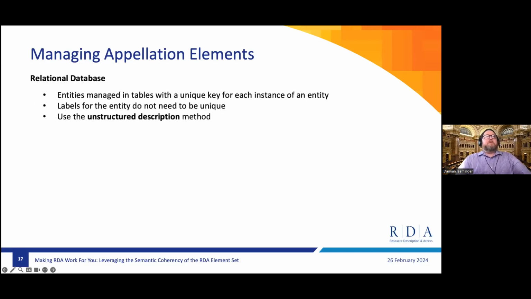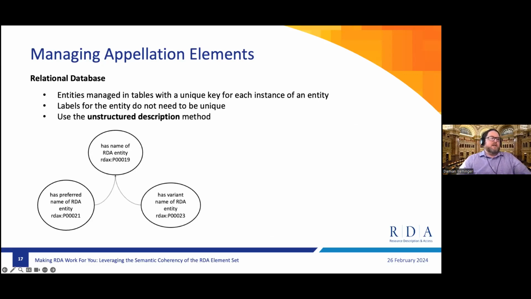But we might be moving into a time where we don't have traditional library catalogs. Maybe we're talking about relational databases. And in this instance, entities are managed in tables with a unique key for each instance of an entity. So labels for the entity do not need to be unique because they're unique by their key. And so in this case, we could use the unstructured description method as a way of naming our entities.